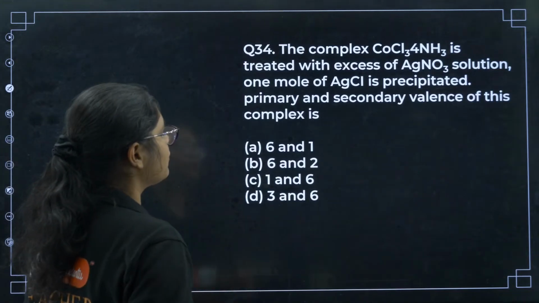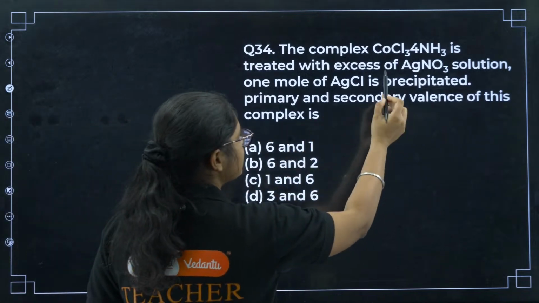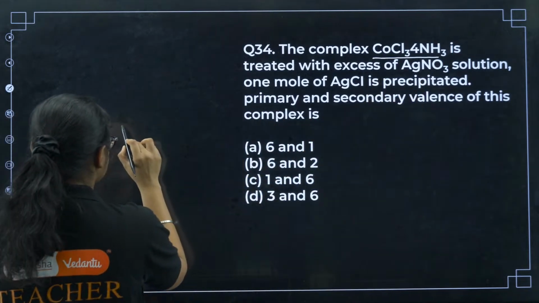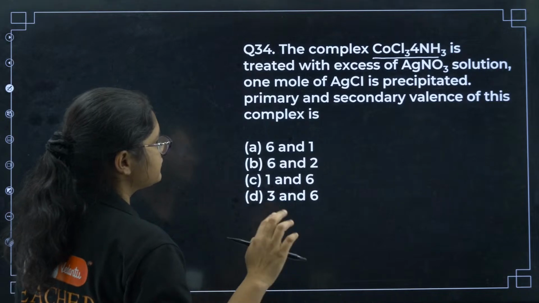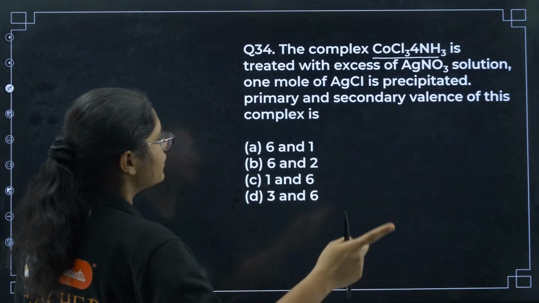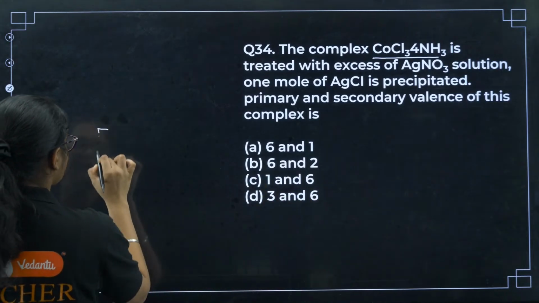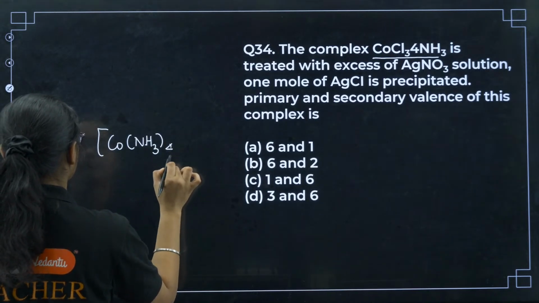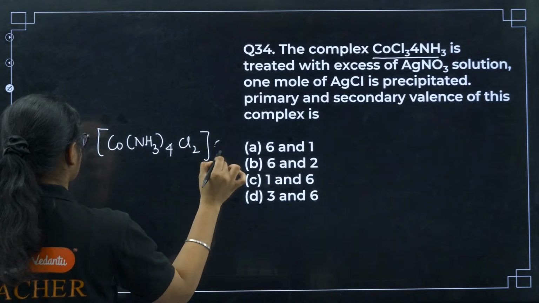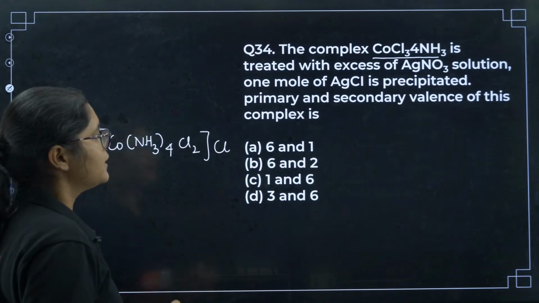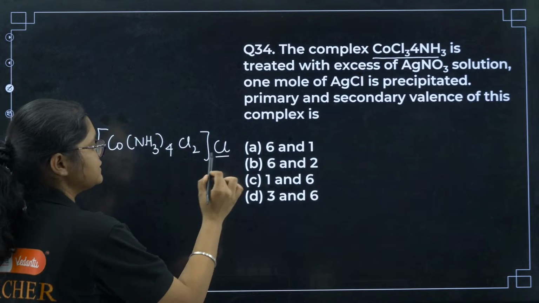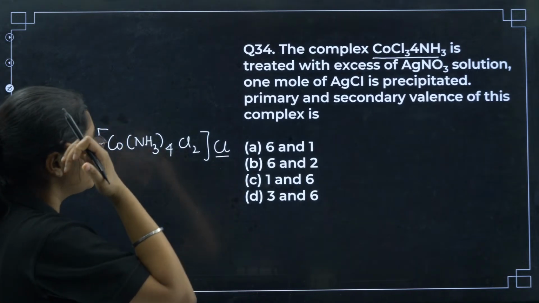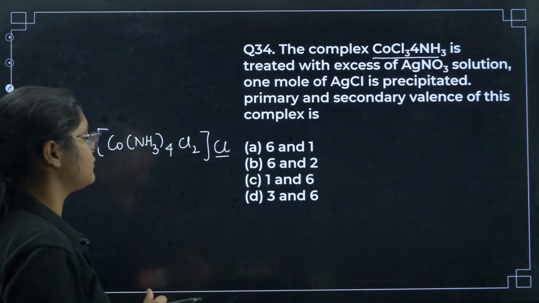So if I want to draw the structure of the complex, you can see here we have how much? I have only 1 mole of AgCl, so I have to keep 1 mole, 1 AgCl outside. So I have [Co(NH3)4Cl2]Cl. Okay. Now if you see, this 1 mole of AgCl will be precipitated. Then what will happen? Secondary valency of the complex.